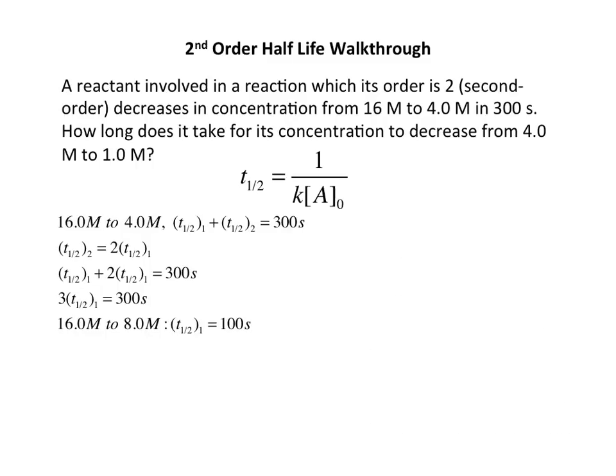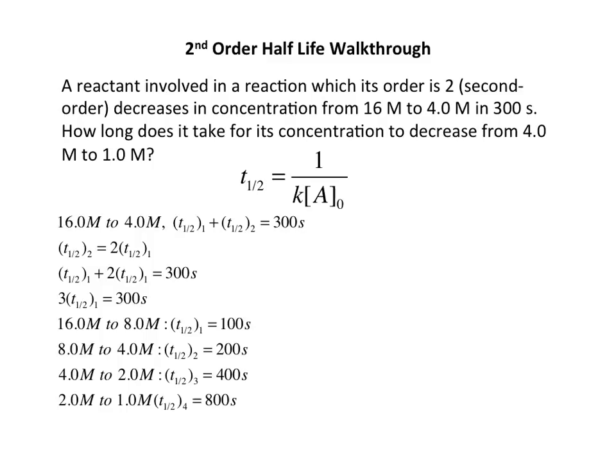The other method for solving this type of problem involves recognizing the fact that each half-life is twice as long as the previous. So using the original math we did, where we found that our first half-life is 100 seconds, we can determine each subsequent half-life by doubling. So from 16 to 8 molar, it's 100 seconds. For 8 to 4, it's 200 seconds. 4 to 2, 400 seconds. And 2 to 1, 800 seconds.